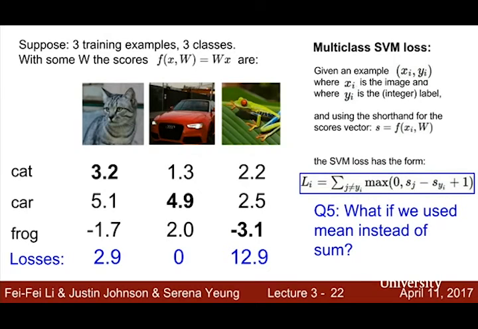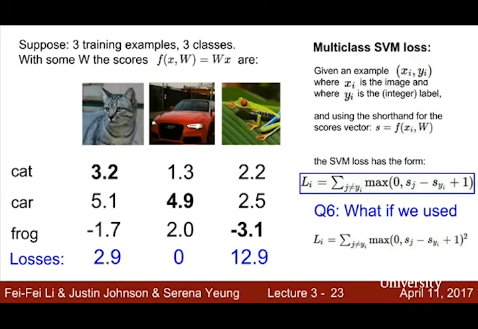So another question, what if we used mean instead of sum here? Yeah, the answer is that it doesn't change. The number of classes is going to be fixed ahead of time when we select our data set. So that's just rescaling the whole loss function by a constant. So it doesn't really matter. It'll wash out with all the other scale things, because we don't actually care about the true values of the scores, or the true value of the loss, for that matter.